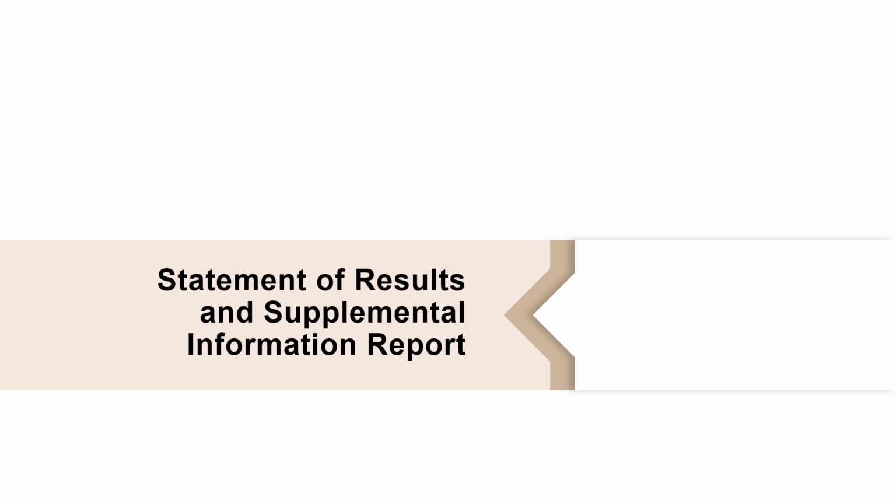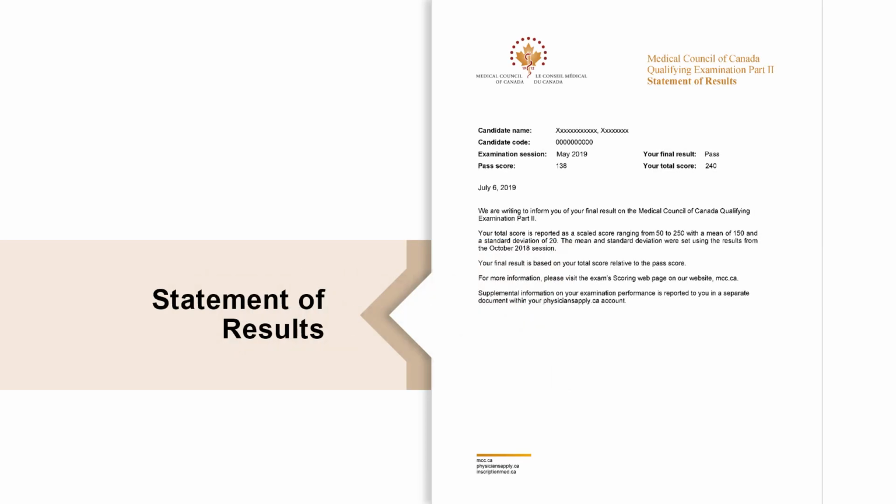Now that you're aware of the changes to our exams, let's go over the 2 exam results documents. Candidates will continue to receive the same 2 documents in their physiciansapply.ca accounts, the Statement of Results and the Supplemental Information Report. When developing these documents, our goal was to provide candidates with useful and meaningful feedback that is supported by psychometric best practice and evidence. The first document, the Statement of Results, provides the candidate with their final result, their total score, and the pass score. The body of the report also provides the mean and standard deviation of when the scale was established.